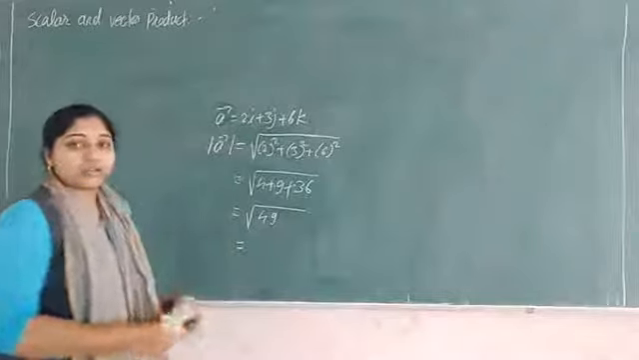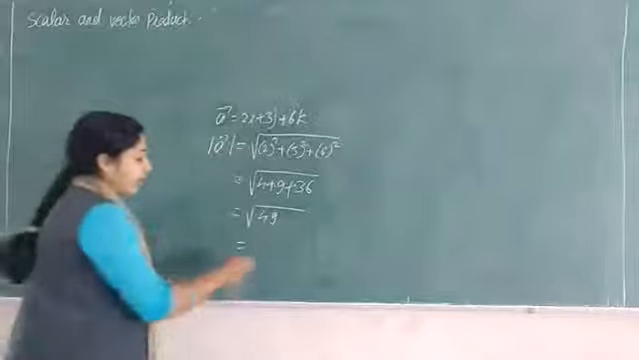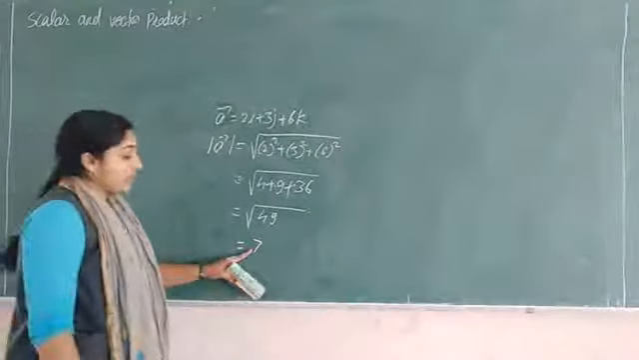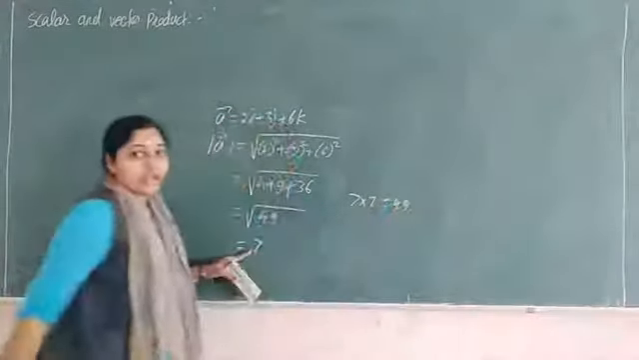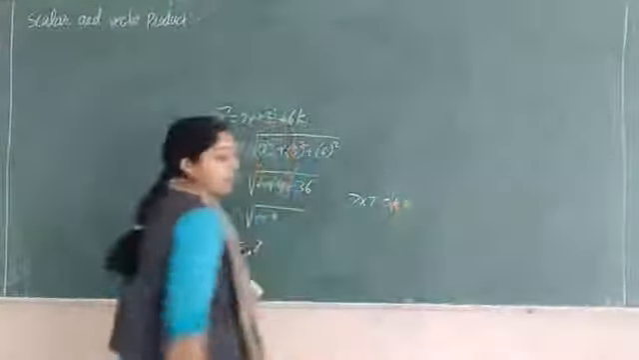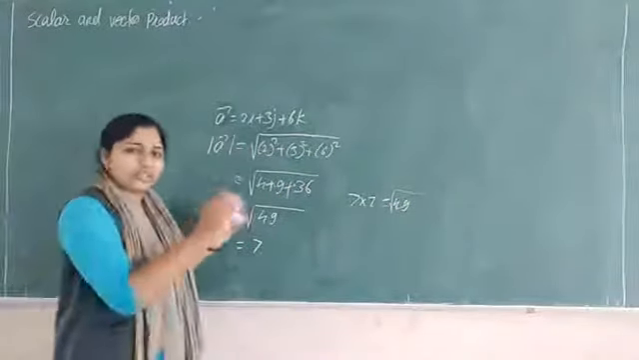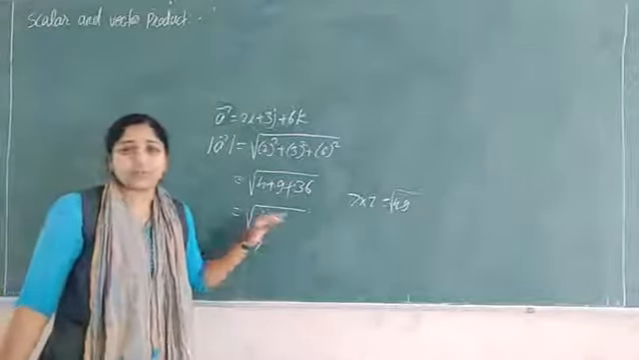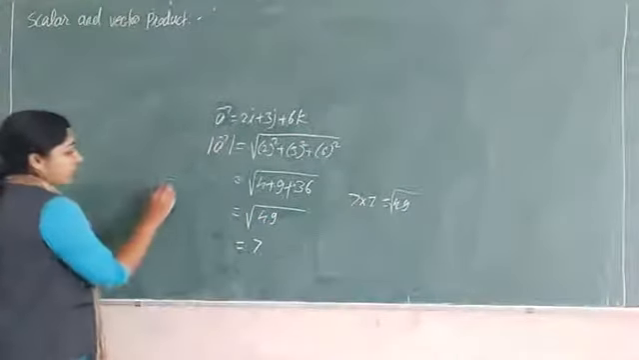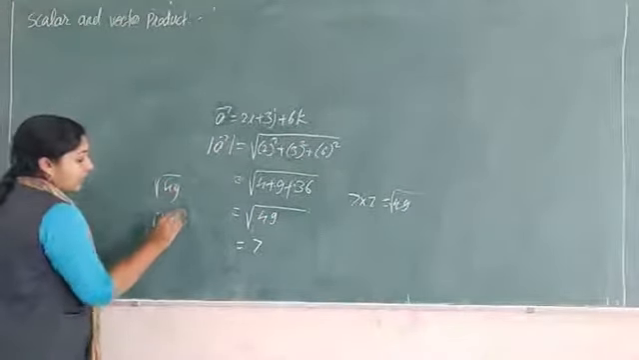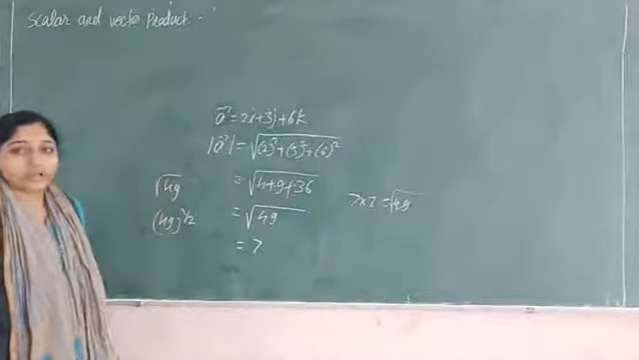We know that root 49 is a perfect square. So the value of root 49 is 7, because 7 into 7 is 49. And we are taking the square root of this. You studied this up to 10th standard. Square root means we denote it as 49 raised to 1 by 2. That is the meaning of square root.